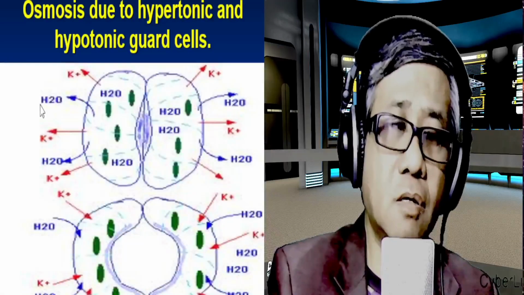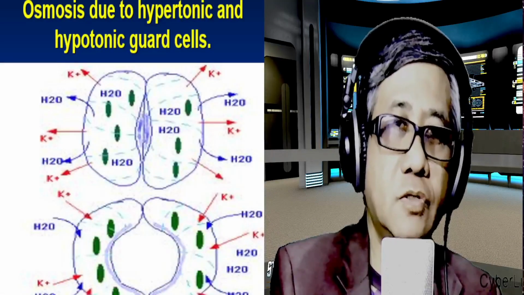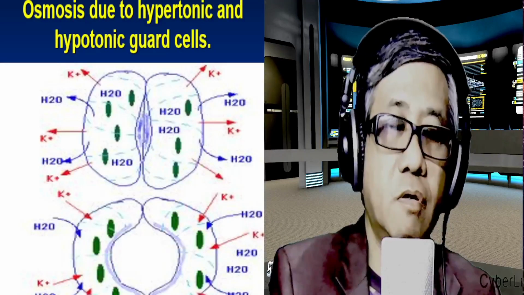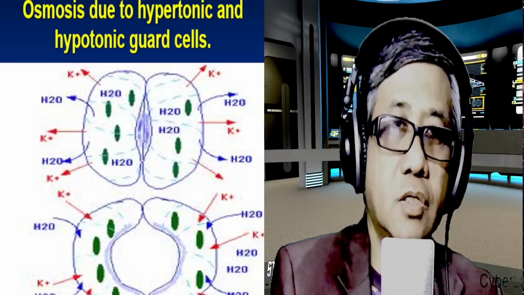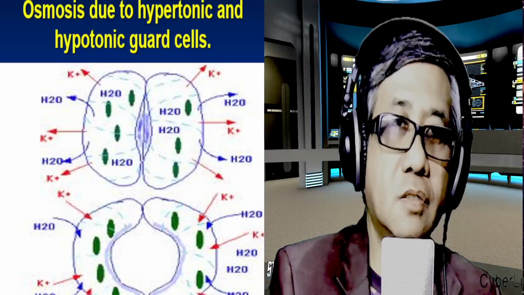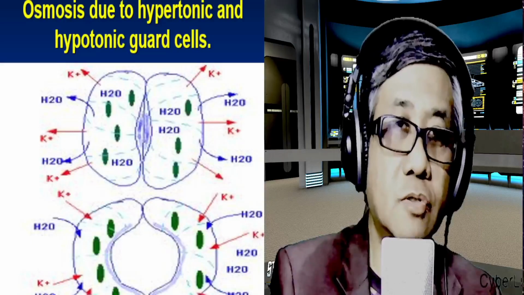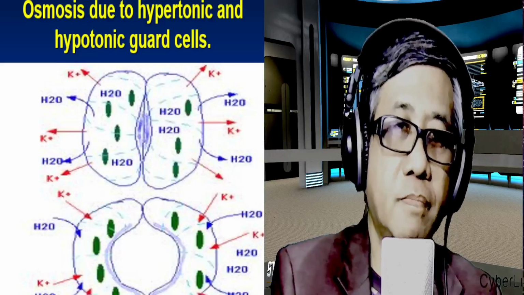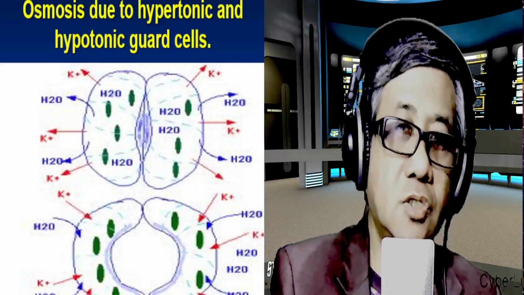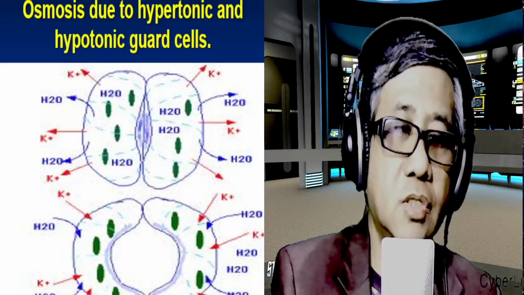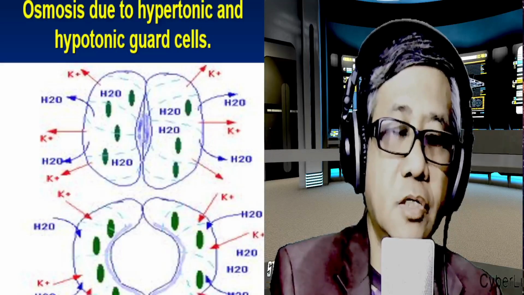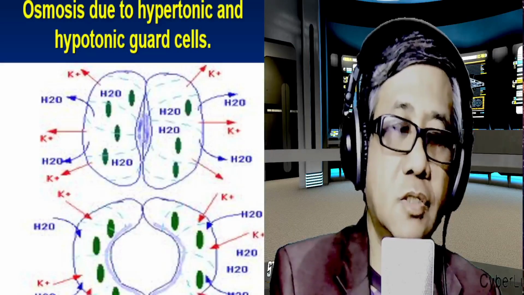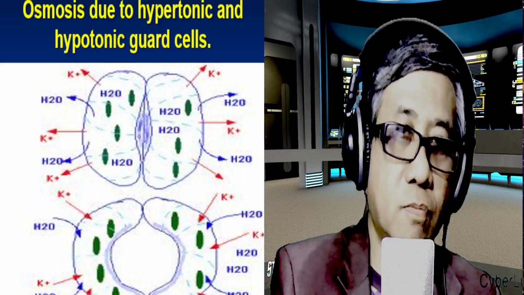So everybody kindly take a look at this. In the first illustration here, the potassium ions move out of the guard cells. As the potassium ions move out of the guard cells, the tendency is for water also to move out, and this will close the stomata. Now look at the second illustration below. Potassium ions enter the guard cells, so water also tends to move in. So the guard cells open up the stomata.